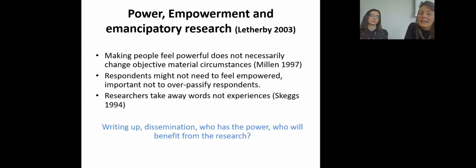So making people feel powerful, importantly, does not necessarily change their objective material circumstances. And I think this is really important when we're doing participatory research methods, particularly when we're engaging with research questions concerned with issues of social justice, whether that's to do with education, gender, commodity chains, employment, etc.